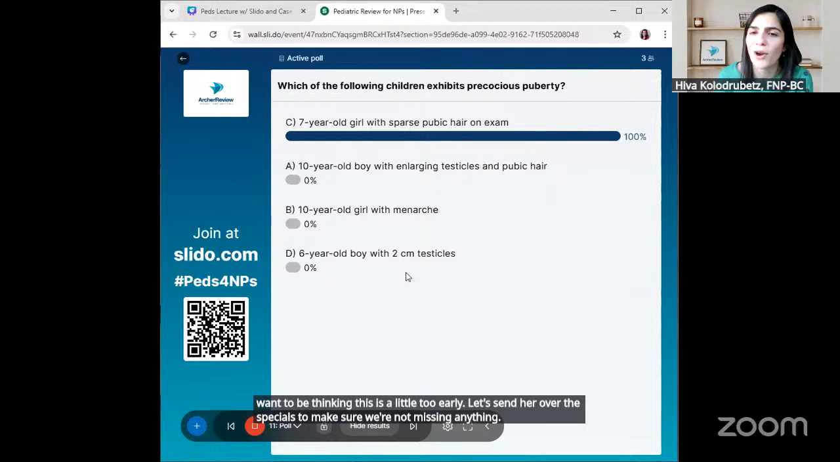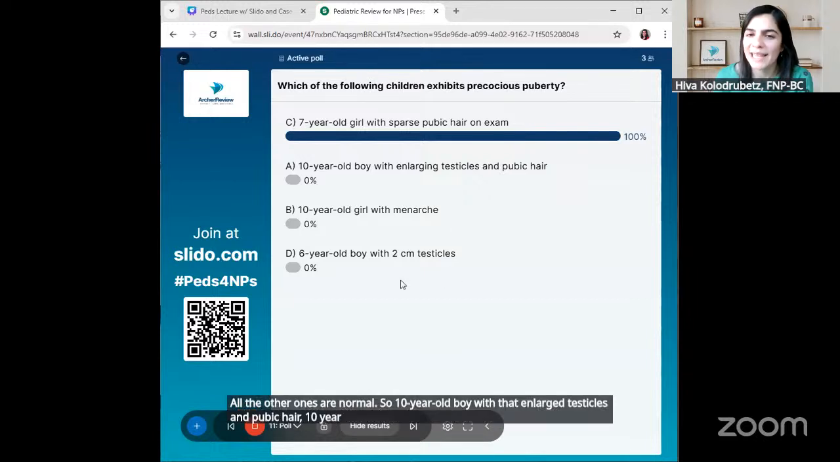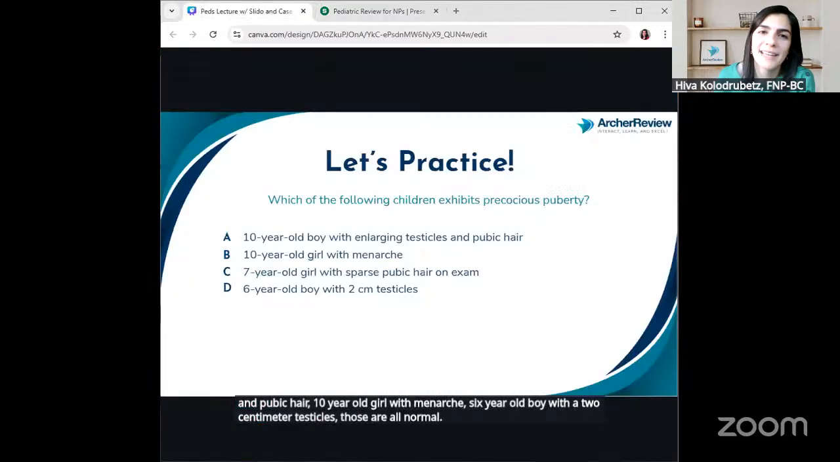All the other ones are normal. So 10-year-old boy with that enlarged testicles and pubic hair, 10-year-old girl with menarche, 6-year-old boy with the 2-centimeter testicles, those are all normal. Very good.